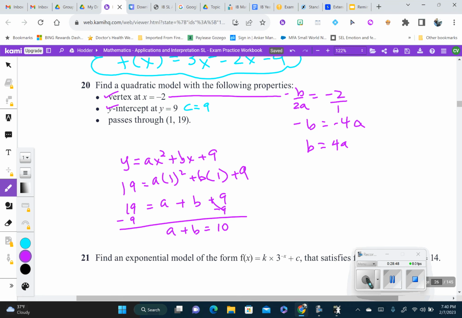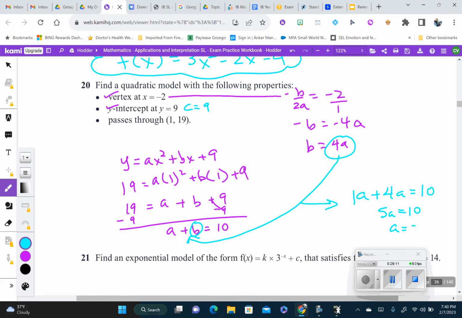Okay, so now I know that b is equal to 4a. So wherever I see a b, I can plug in 4a here. So I'm going to take this here. So I have a plus, my new b is 4a, is equal to 10. So 1a plus 4a is 5a, which is equal to 10. Divide both sides by 5, and I get a is equal to 2. So if a is 2, then to find b is going to be 4 times, right? Remember this? B is equal to 4 times a, so 4 times 2, which is equal to 8.